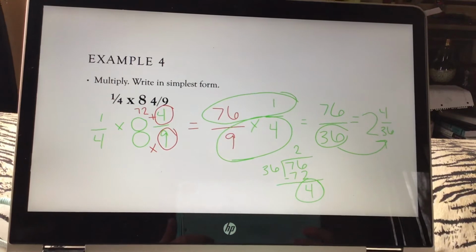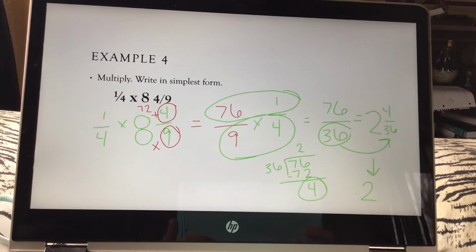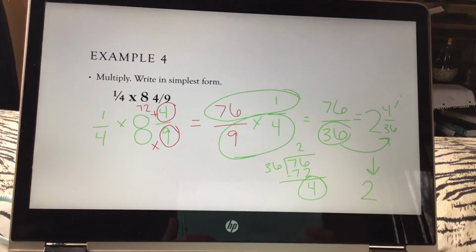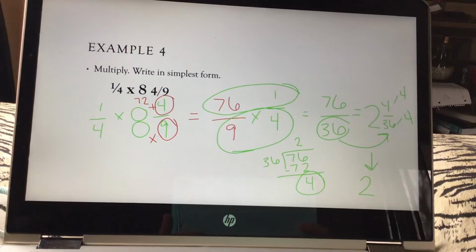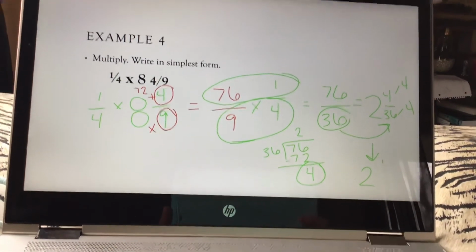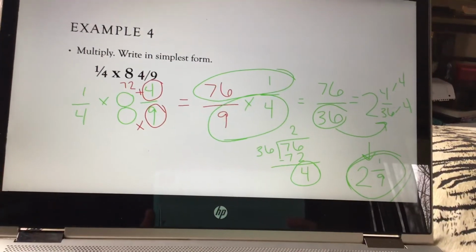You bet we can. So we are at 2. We're going to divide this by 4. Let's see, 36 is an even number. Divide by 4. We get 1/9. 2 and 1/9 is our answer.